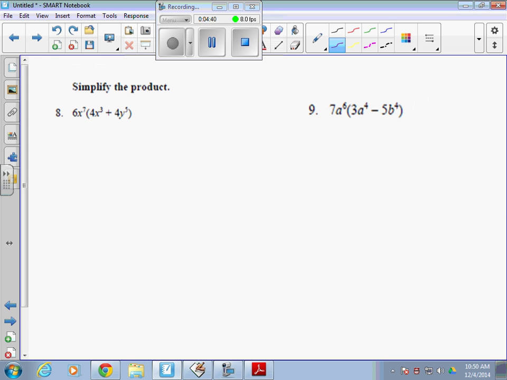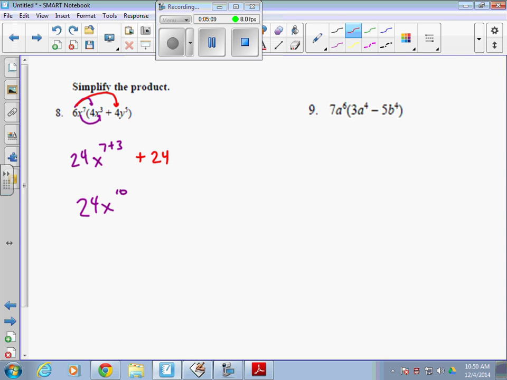Then simplifying the products for 8 and 9. You multiply, you distribute. 6 times 4 is 24. That's simple. And then x to the 7th times x to the 3rd. Anytime you multiply the same bases, you add the exponents. So it acts like x to the 7 plus 3, which is 24x to the 10th. Distribute it to the other one as well. 6 times 4 again is plus 24.